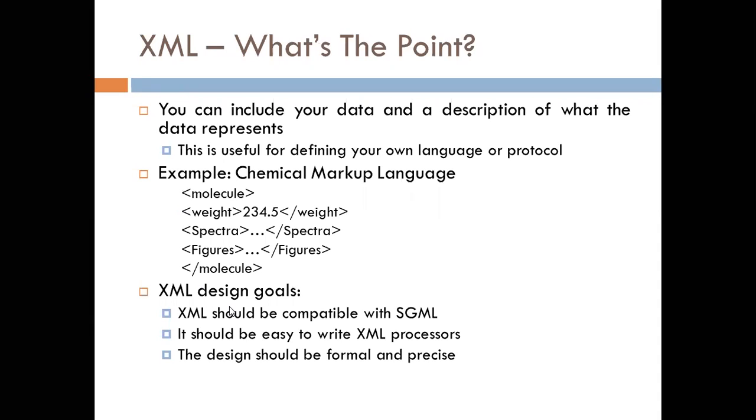We can also include data and a description of what the data represents. That is called metadata. For example, a chemical markup language can be written like that: molecule, its weight, its spectra, figures, and the molecule. Like that, we can define our own language based on our application. XML is designed to be compatible with SGML. SGML stands for Standard Generalized Markup Language. It is a meta language that allows the definition of data and document interchange languages such as HTML.